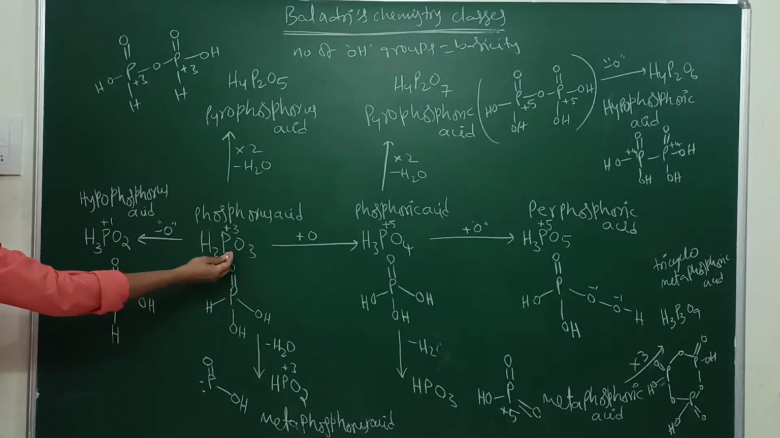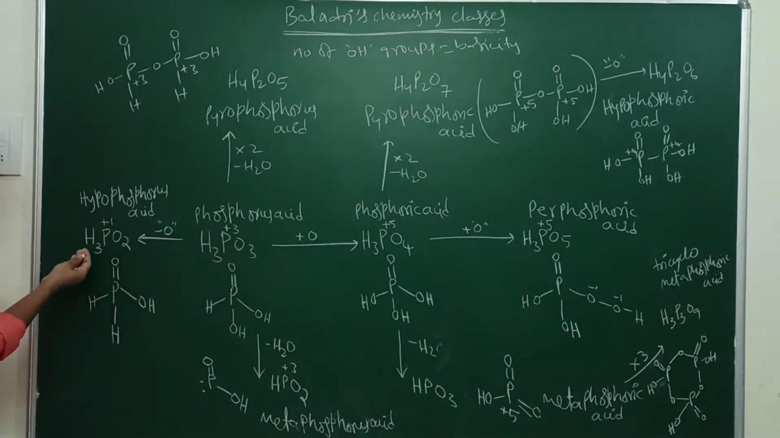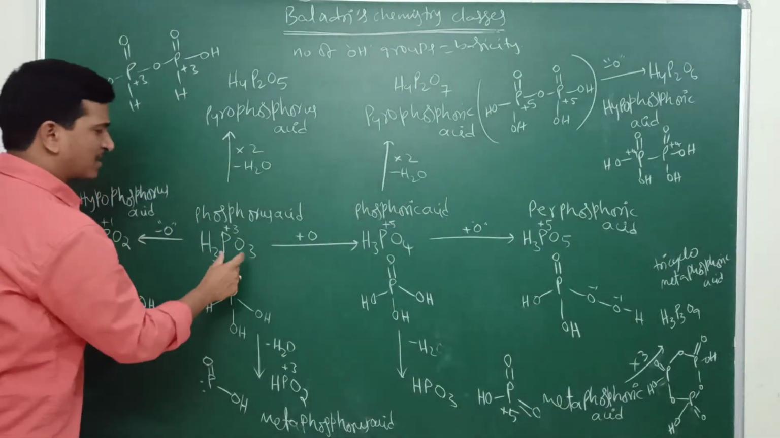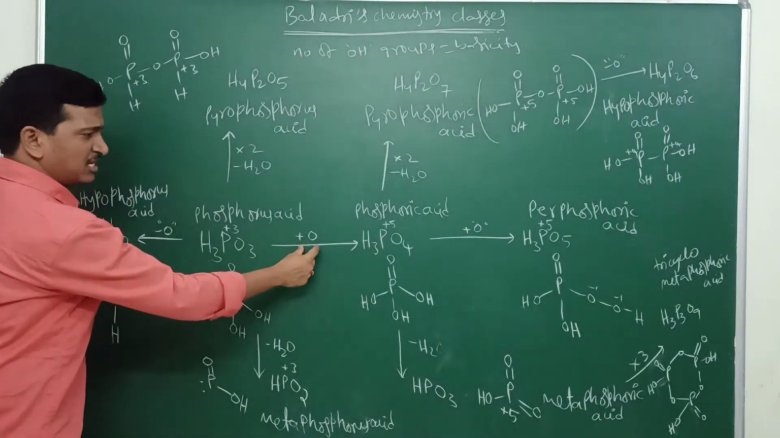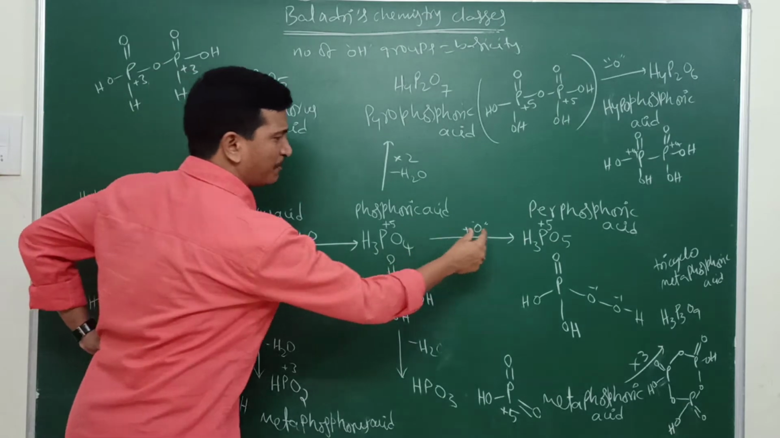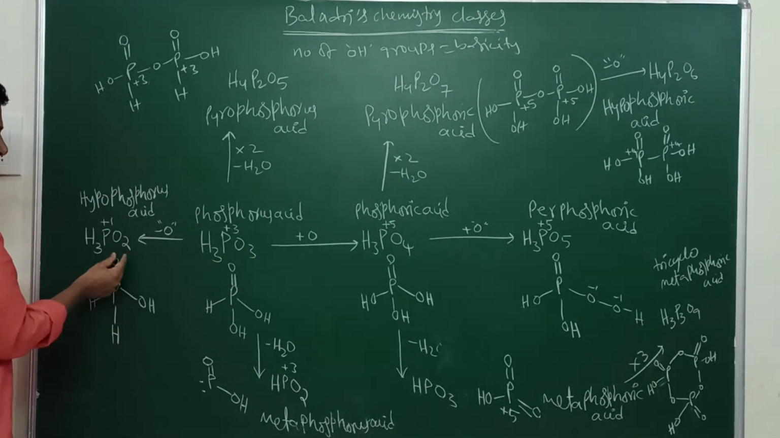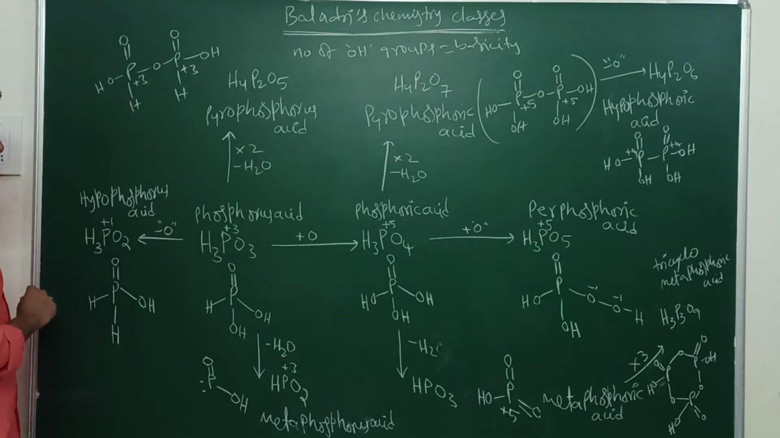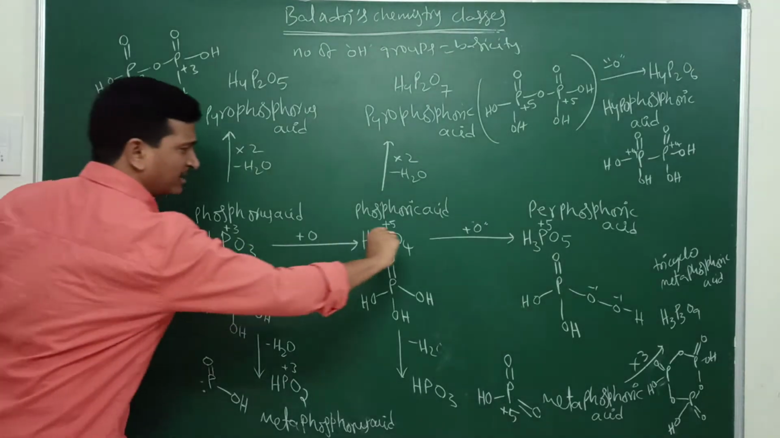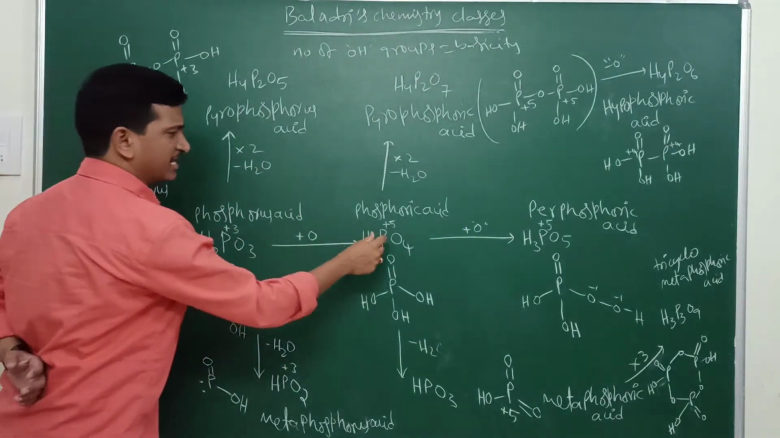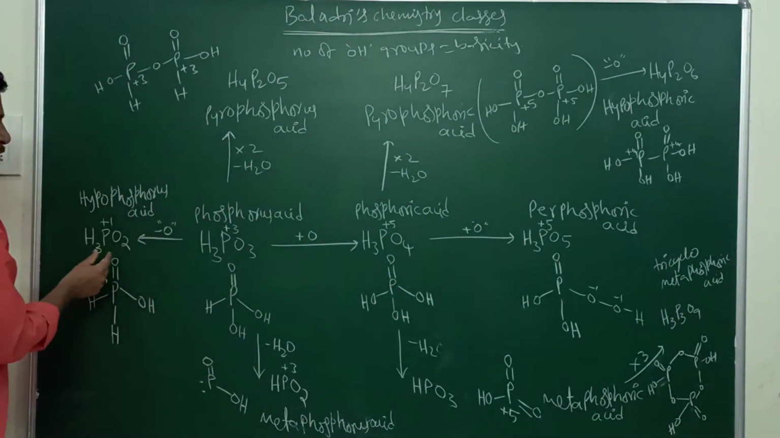Now, from phosphorus acid, if you remove one oxygen, then the obtained acid is called hypophosphorus acid. First, these 4 are clear to you. Ous acid plus 1 oxygen, you will get ic acid. Ic acid plus 1 oxygen, you will get peric acid. And from ous acid, if you remove 1 oxygen, you will get a hypo acid. Is it clear to you? So, after remembering these 4 acids: ous acid, ic acid, peric acid, and hypo acid.